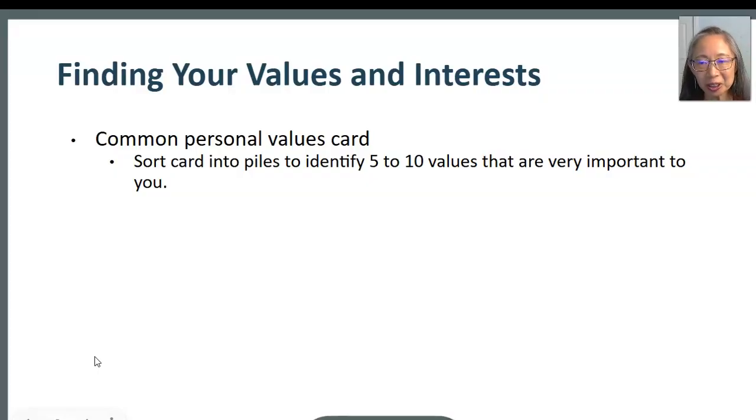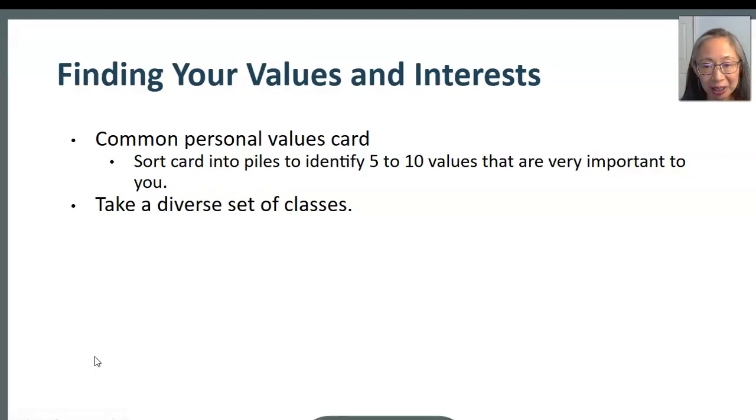Other ways that you can use to find your values include taking different classes. Now that you're in college, you have a lot of elective classes, and those are a great opportunity to learn things outside of your chosen major. For those of you who have already chosen a major. For those of you who have not chosen a major, that is also a great way to find out what may interest you. Join student clubs.